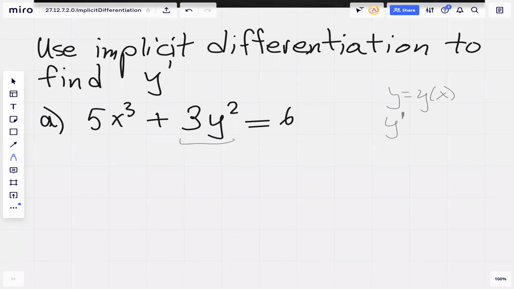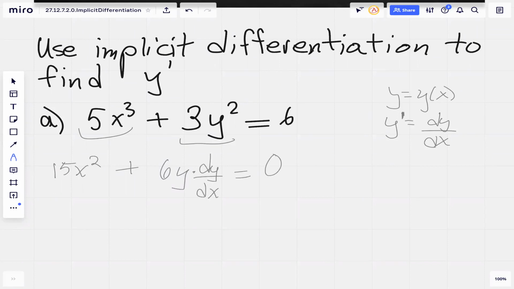I'll show you. So let's take the derivative. Now we're taking the derivative across the entire equation, both on the left-hand side and the right-hand side, with respect to x. So we're doing everything with respect to x. The first term becomes 15x squared. Now, the second term, 3y squared, we need to use the chain rule. First we take the derivative with respect to y, so we get 6y times the derivative of y with respect to x, dy dx. And that equals the derivative of 6, which is just 0.